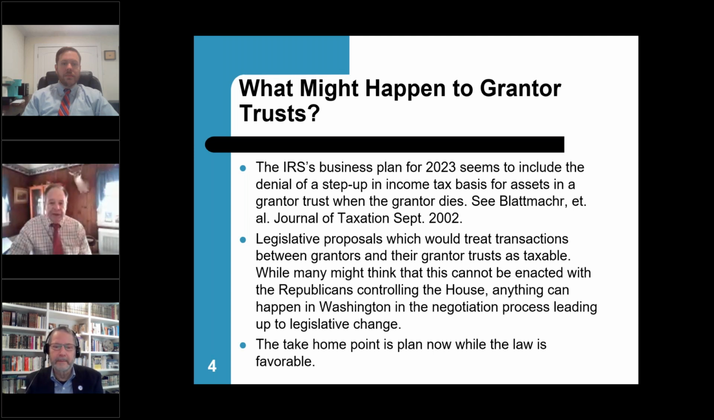Secretary of the Treasury Janet Yellen has basically said we need to do something about it. So now it's under the business plan. And the indication is they will deny the income tax-free step-up in basis with respect to any assets in a grantor trust that are not included in the grantor's gross estate. So you can watch out for that.